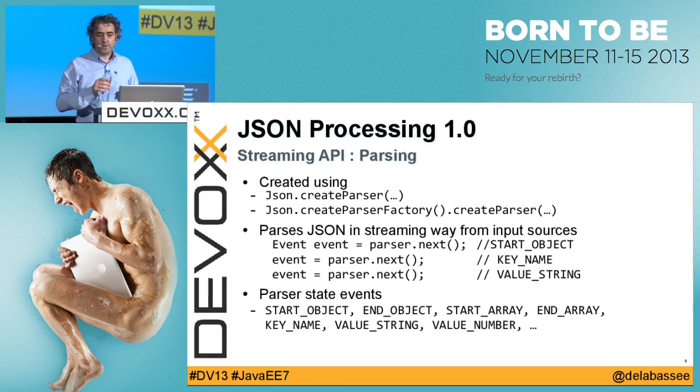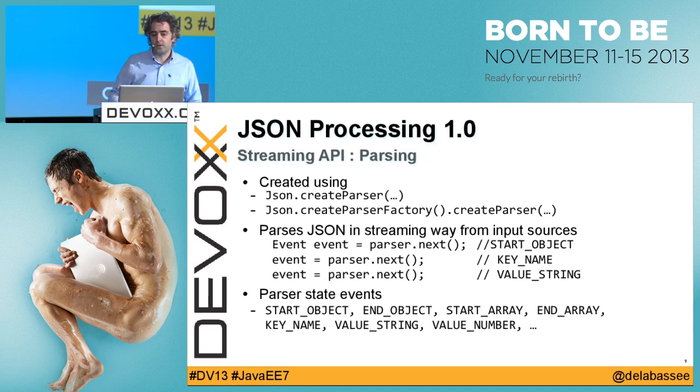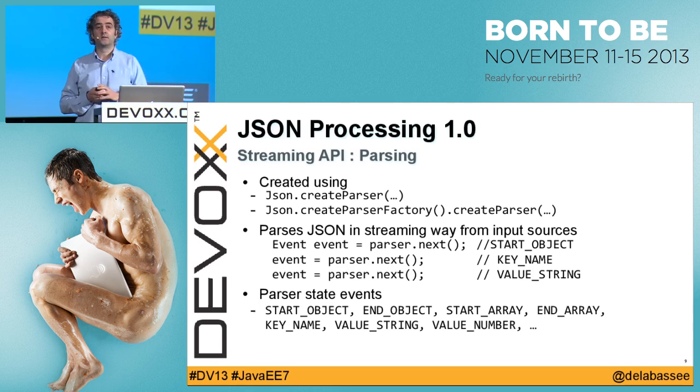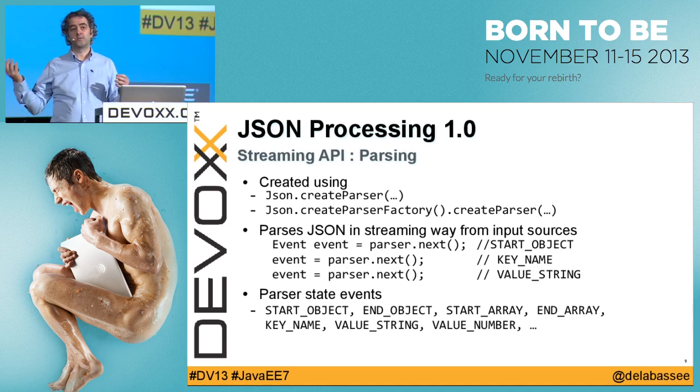So, an example of the API and how it works. If you want to parse, you just need a parser instance. There are factory methods to get those parsers. Then with the parser, you just give it your JSON object, and the parser will basically feed you with events.